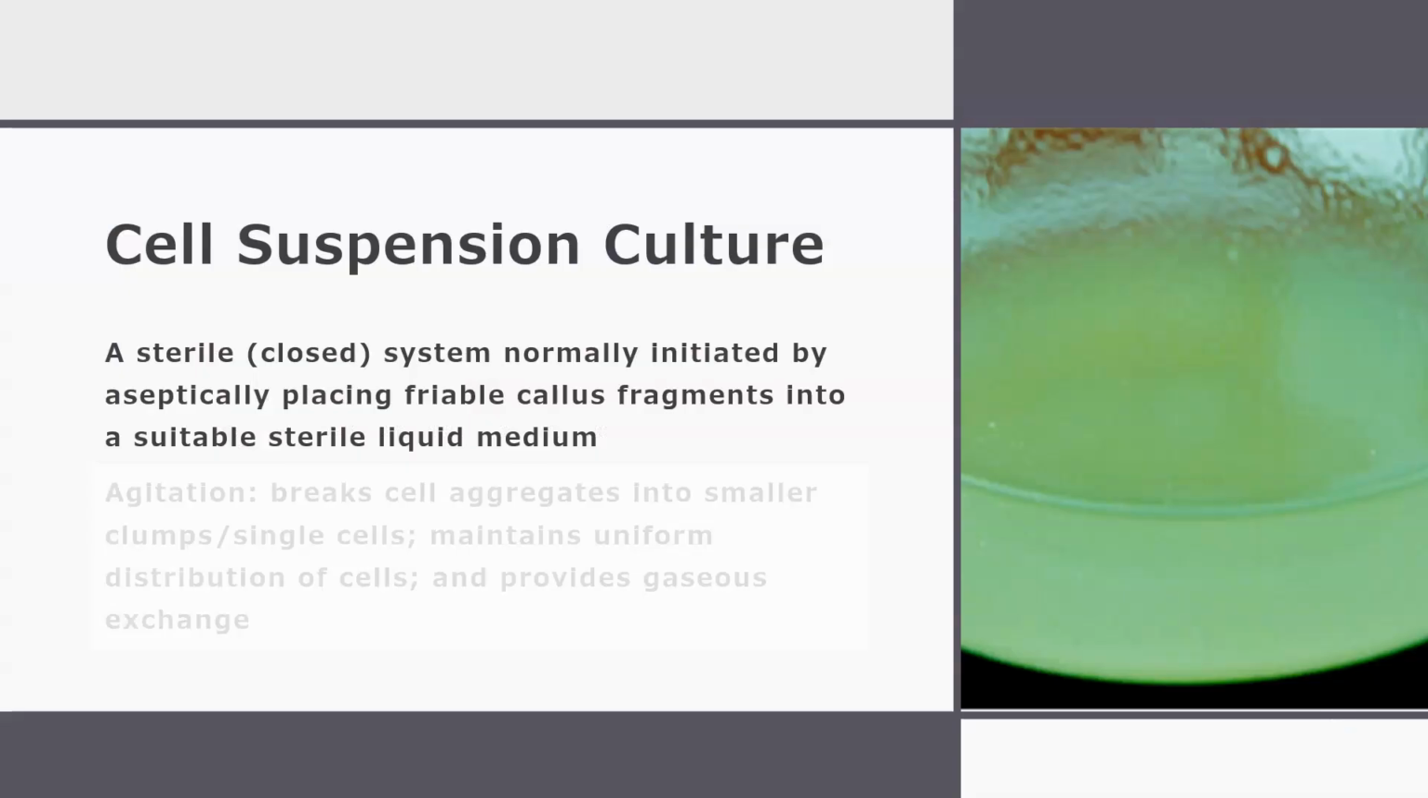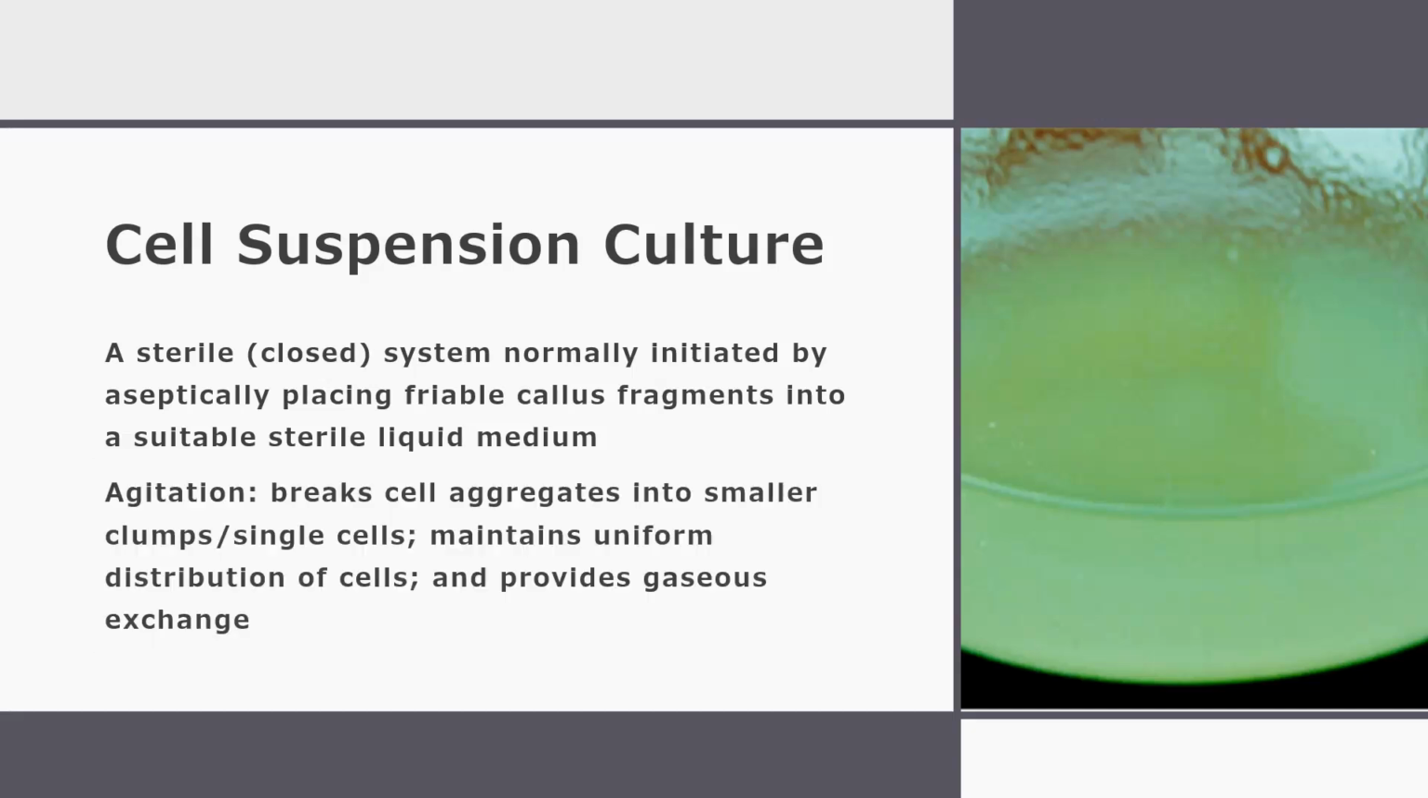When friable callus is placed in a liquid medium, usually with the same composition as the solid medium used for callus culture, and then agitated, single cells, or small clumps of cells, are released into the medium. Under the right conditions, these released cells continue to grow and divide, eventually producing a cell suspension culture.